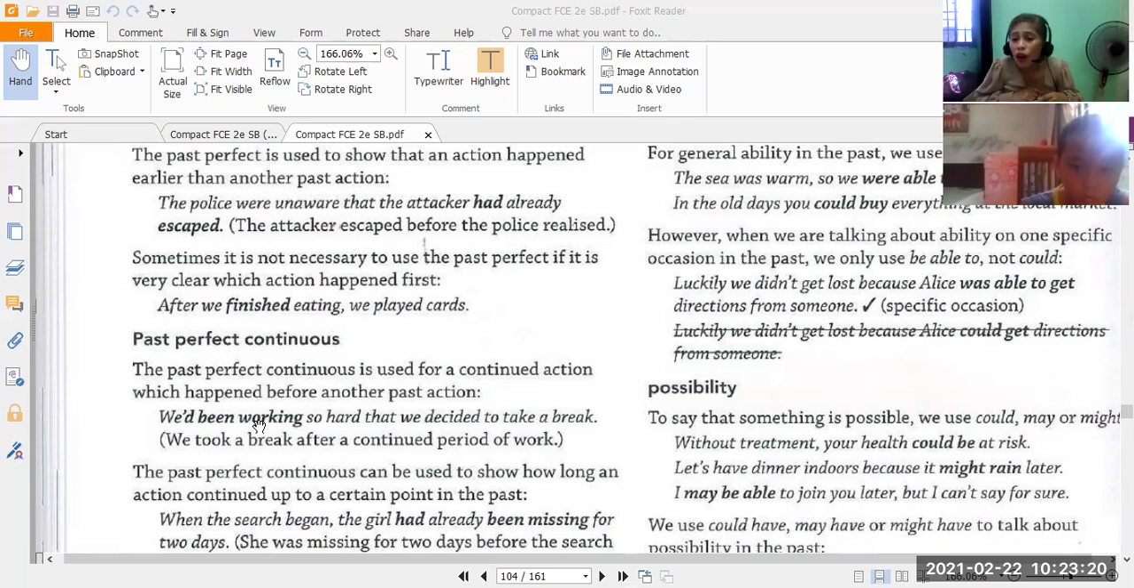But since we are talking about past perfect, everything that we have to use here is past tense. There is always ed. And in continuous, there is always ing. Okay? You understand?